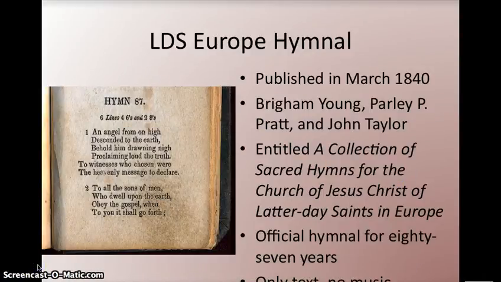Okay, the next hymnal that was published was the U.S. European Hymnal. It was one of the most important hymnals of the church and was published in Manchester, England in March 1840 by Brigham Young, Parley P. Pratt, and John Taylor. It was entitled A Collection of Sacred Hymns for the Church of Jesus Christ of Latter-day Saints in Europe. It contained 271 hymns.